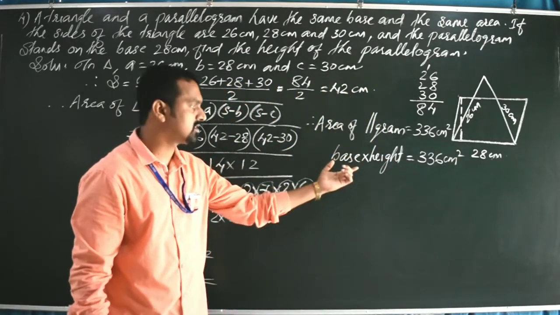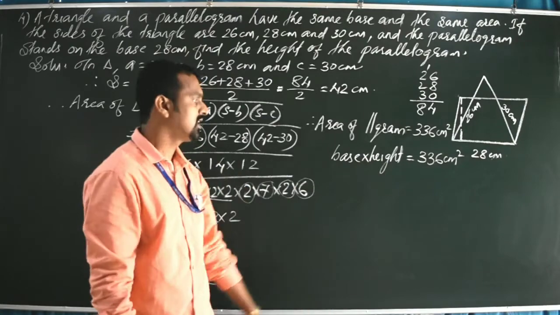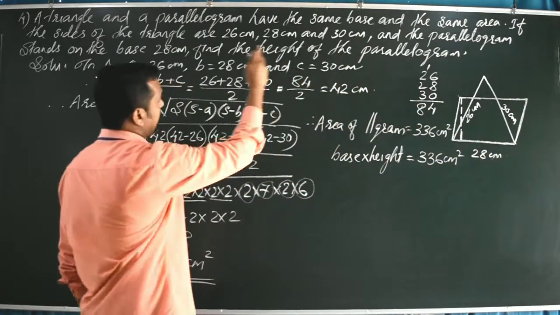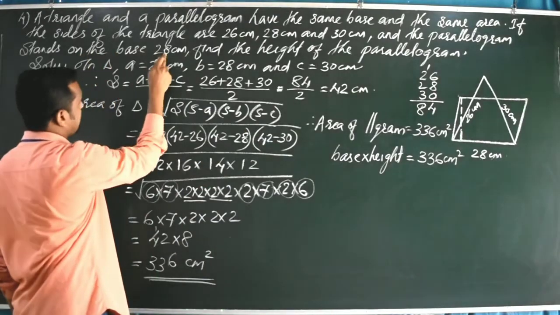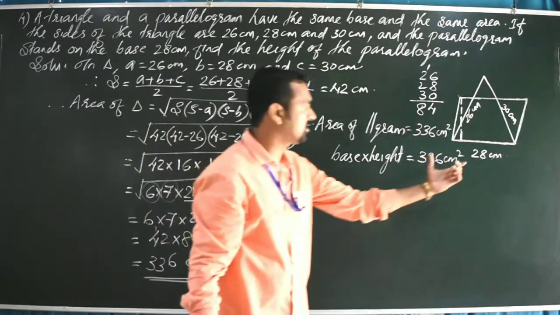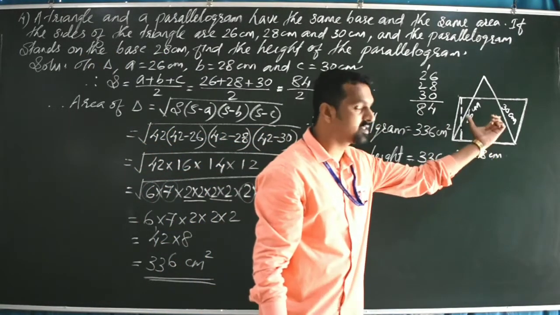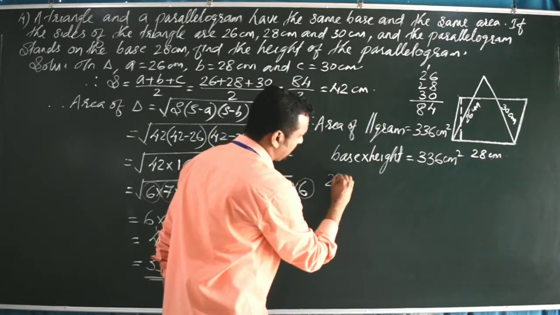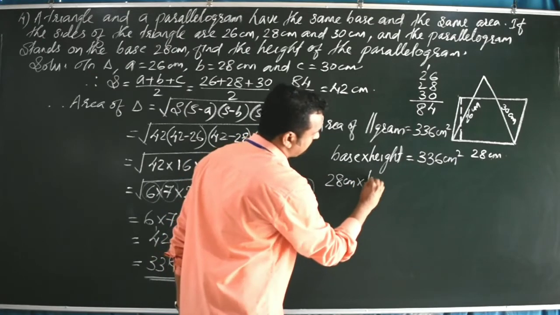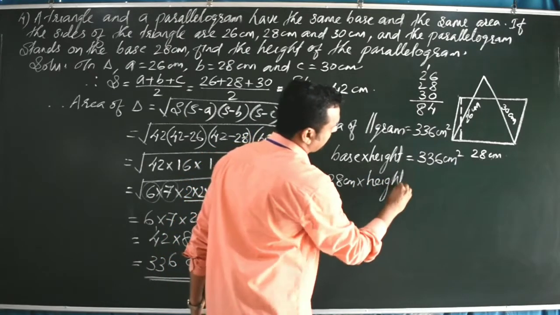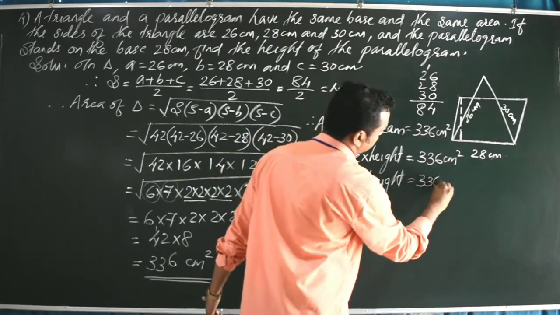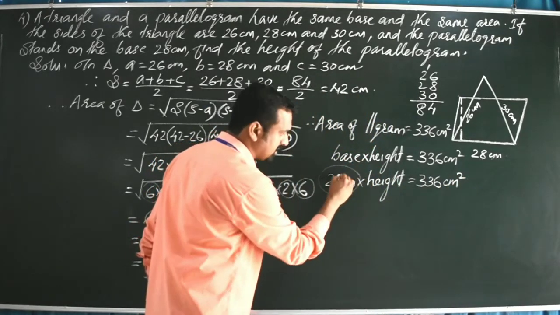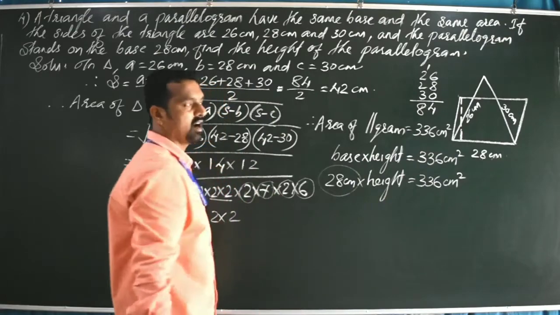Area of a parallelogram is equal to base into height. Now the base of this parallelogram is given in the question: the parallelogram stands on the base 28 centimeter. Their bases are equal, that is 28 centimeter. So in place of base we can write 28 centimeter into height is equal to 336 centimeter square. Now 28 centimeter, transpose to the right side, we will get the height of the parallelogram.